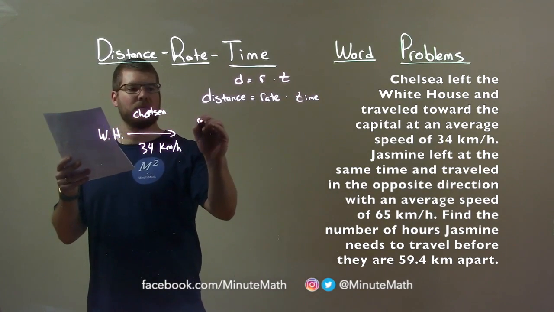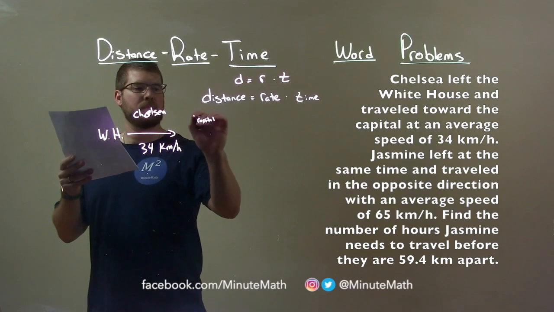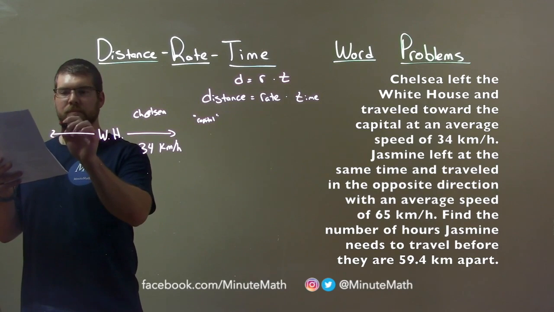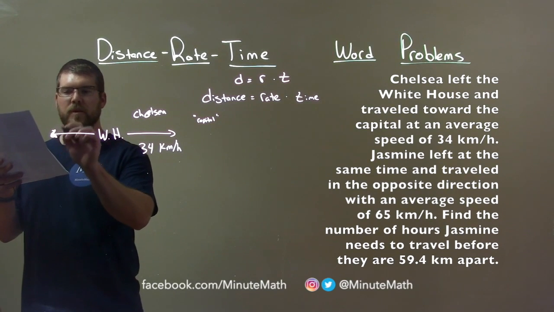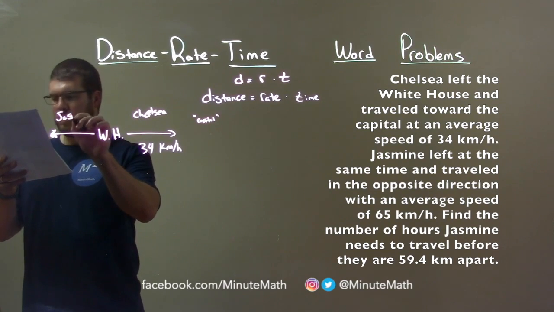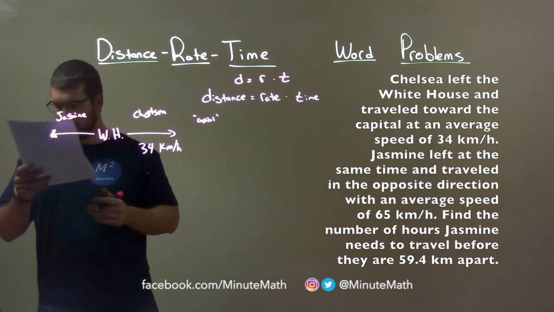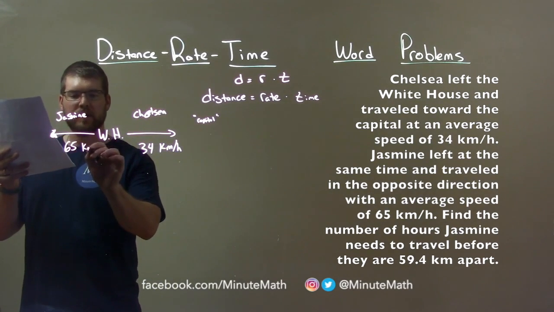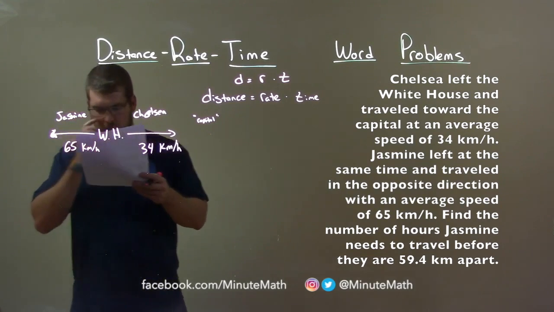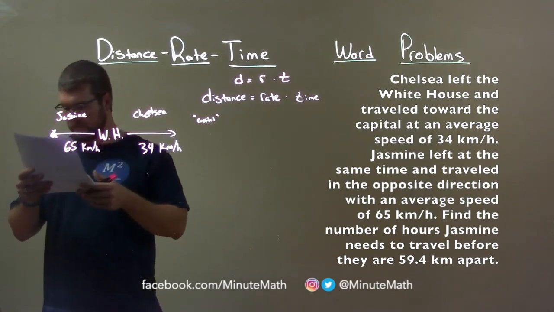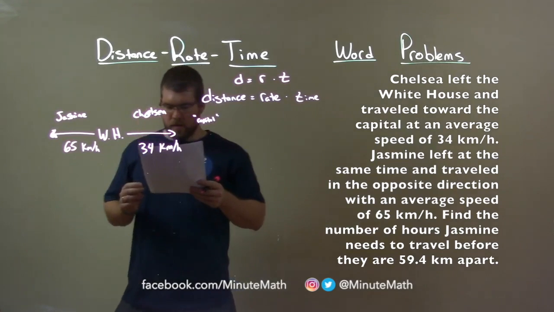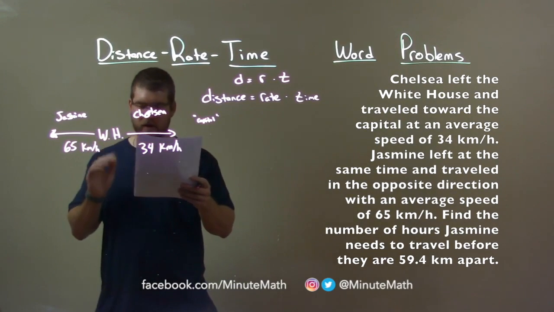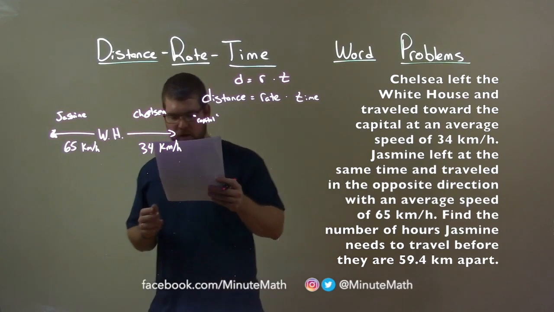So here's our Capitol. Okay? Jasmine goes in the opposite direction. That's Jasmine. She's traveling 65 kilometers per hour. Okay? So we see how many hours they need to travel before they are 59.4 kilometers apart.